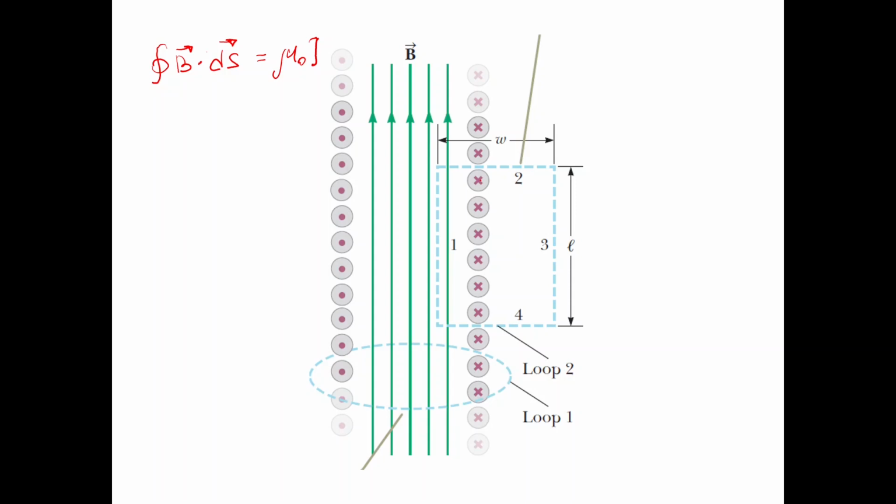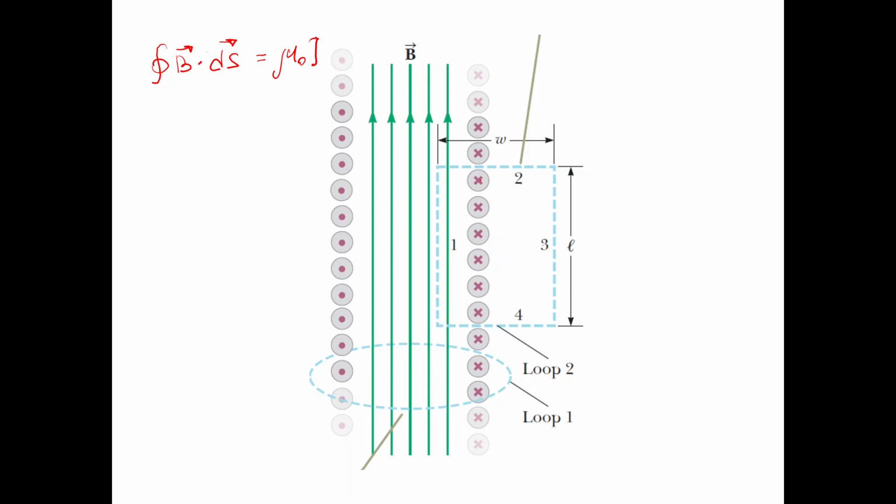The s vector will coincide with the orientation of the sides of the closed loop. Now if we consider path 2 and path 4, how are they oriented with respect to the magnetic field lines? Perpendicular, the angle is 90 degrees, cosine of 90 degrees is 0. So these two sides, 2 and 4, will not contribute to this integral.